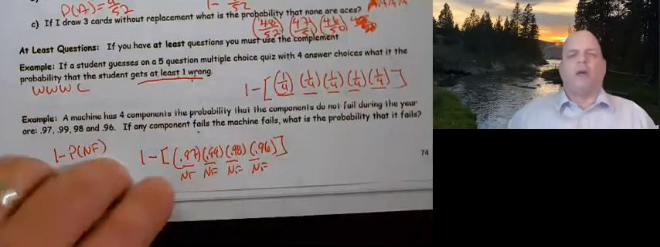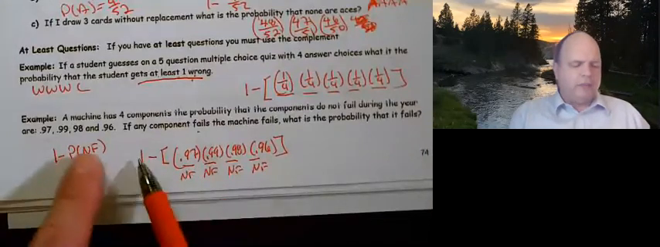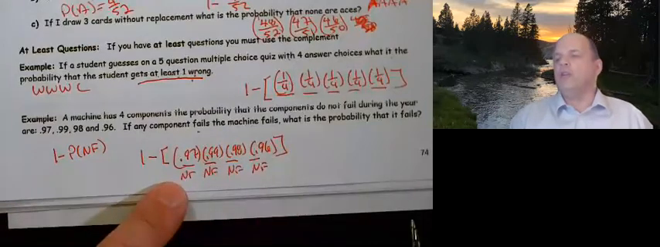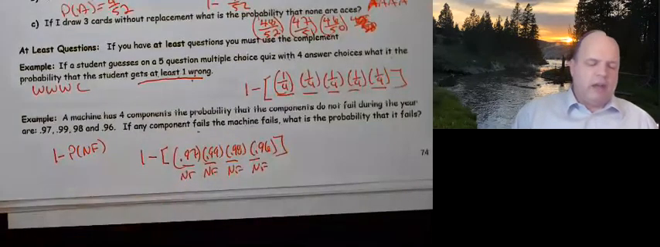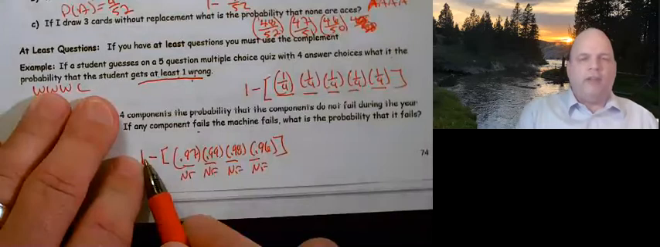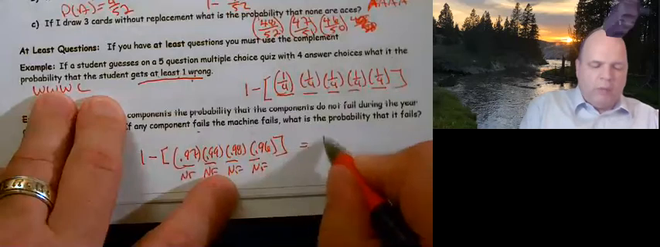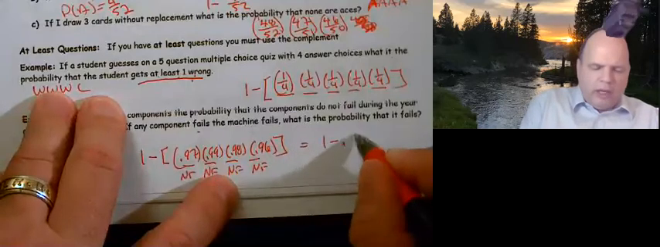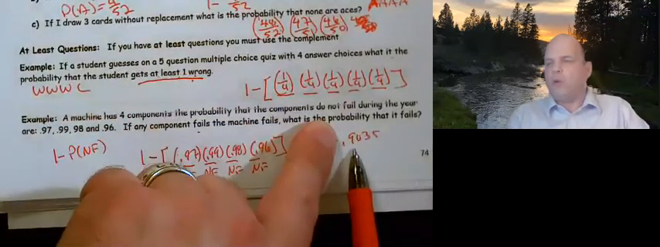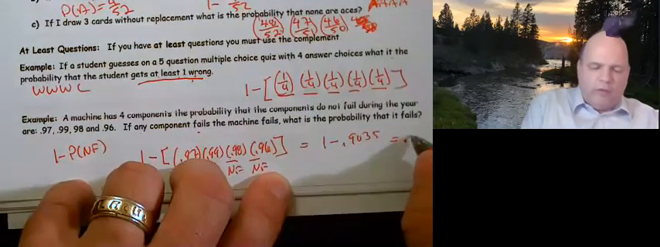All right. So the probability of not failing, subtracted from 1, is the probability of failing. We have not fail, not fail, not fail, not fail. So if all of these don't fail, the machine doesn't fail. The machine works. But if I subtract it from 1, instead of not failing, I now have failing. So this is going to be equal to 1 minus 0.9035. The 0.9035 is the chance that the machine works. 1 minus that gives me the probability that the machine will fail.